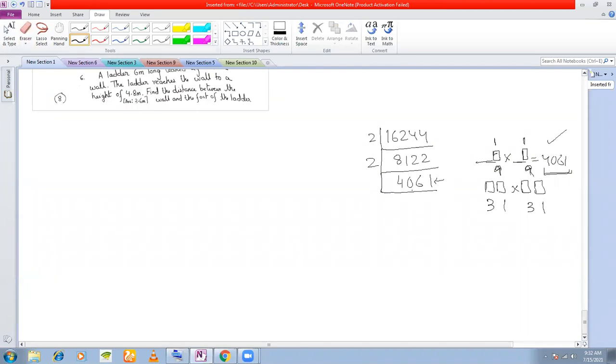So that means the next one here is you can divide by 31 and you will get 131 here. So 131 is a prime number. You cannot divide it any further. Therefore, 16,244 is equal to 2 into 2 into 31 into 131.